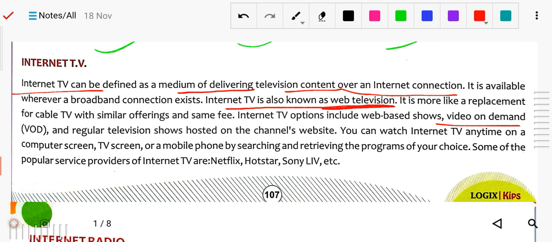Some popular service providers like Netflix, Hotstar, Sony Live, etc. These are the popular TV channel providers through which we are watching. Now next we have internet radio.